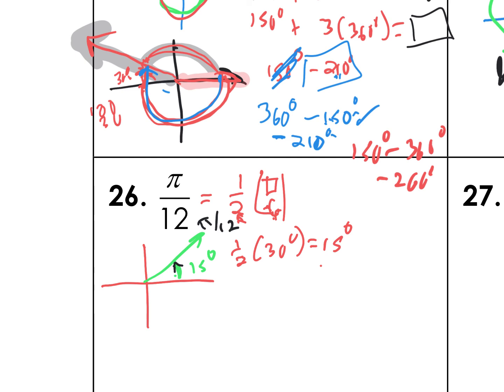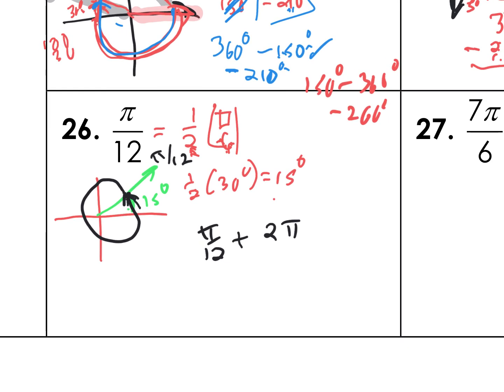So what do I do if I want a positive coterminal? I take my pi over 12, here's pi over 12, and I go all the way around. Now I'm going to try to trick you. Would I add 360 degrees? I don't hear you. You should be saying no because we're in radians. I should be adding 2 pi. And I'm pretty sure the author is going to make us simplify that. This is the exact answer. There's nothing wrong with that answer, but it's not simplified.